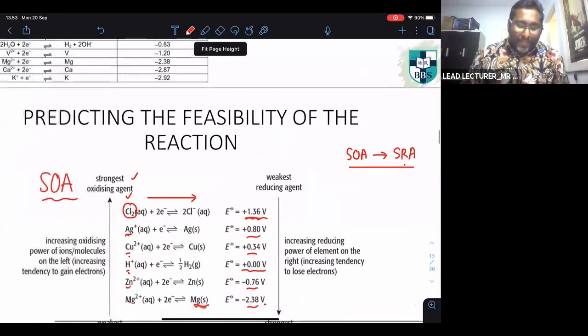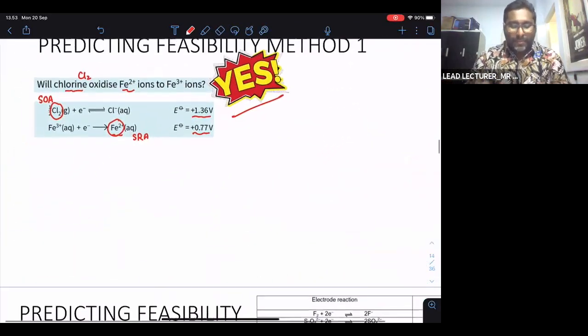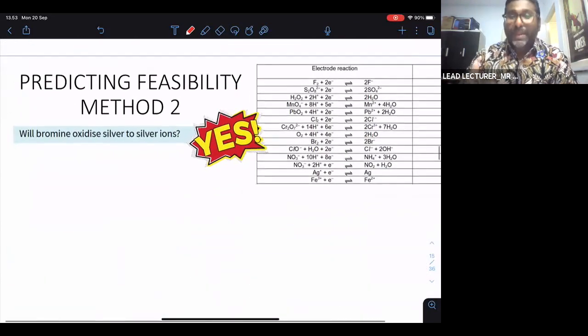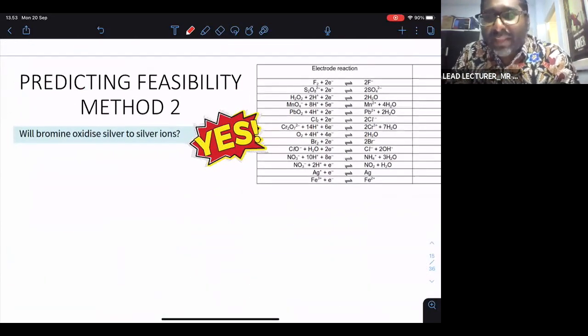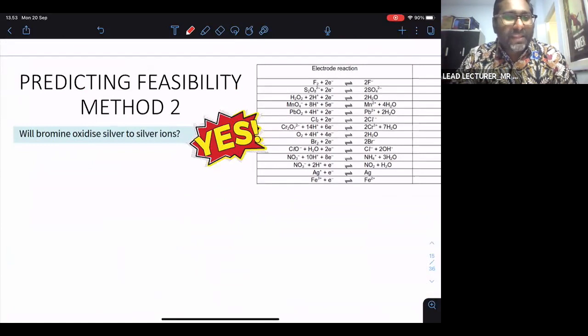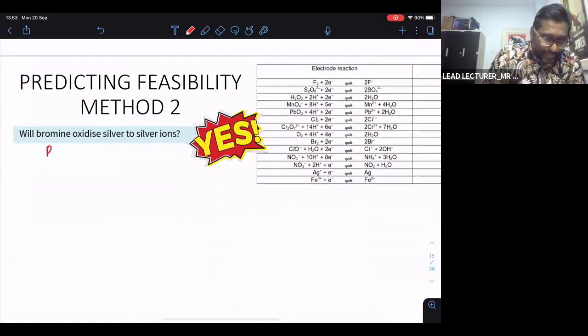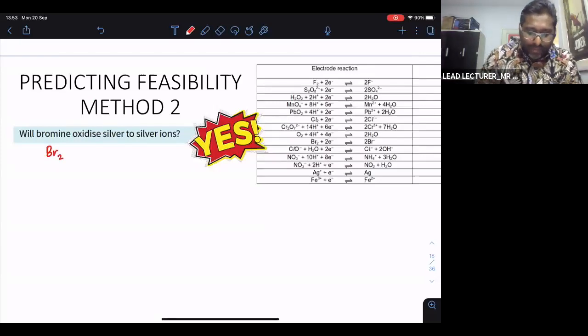So this is method number one. It's too complicated, so we go back to the simple method. The simple method is, they are asking, can bromine, Br2, oxidize silver to silver ions? It means silver becomes Ag+.